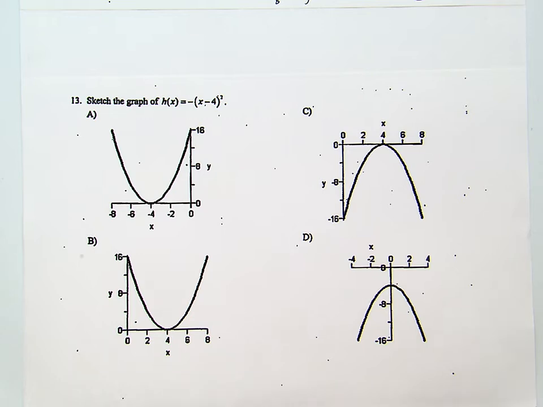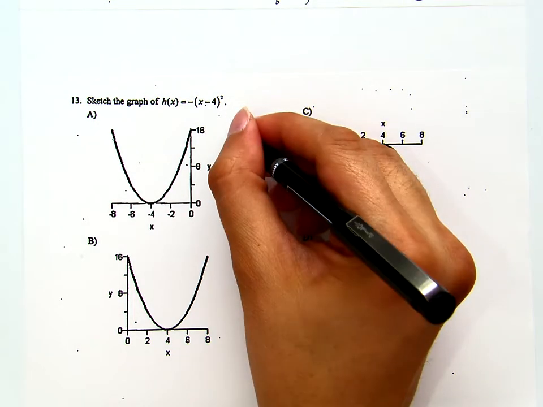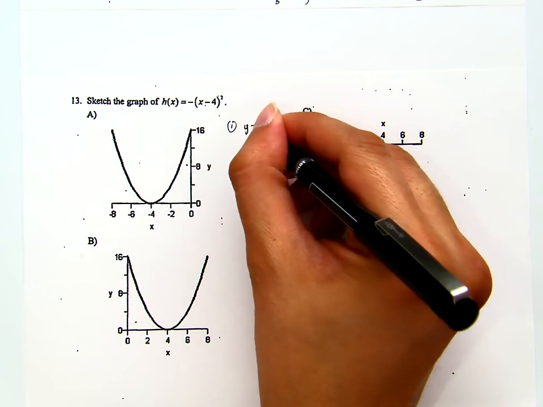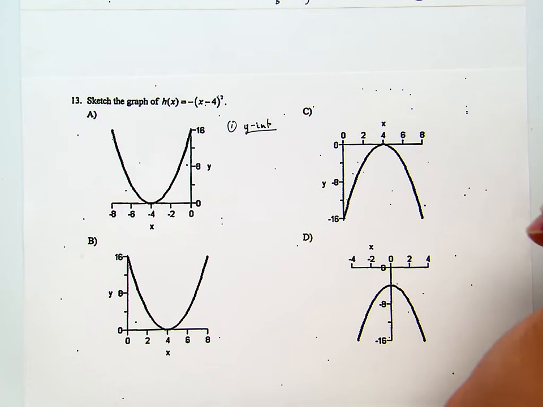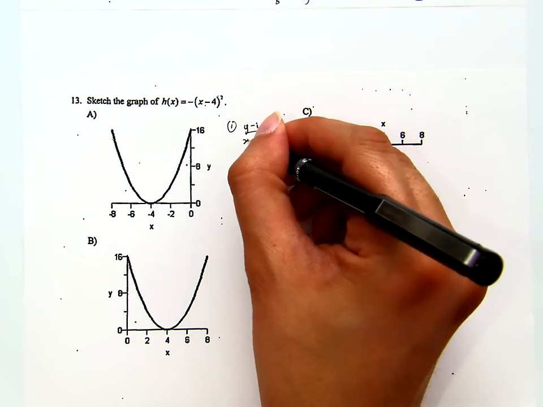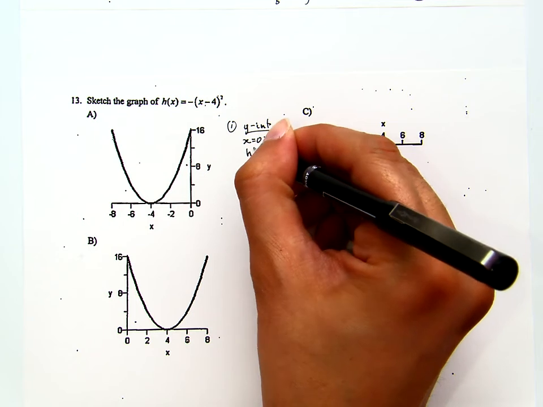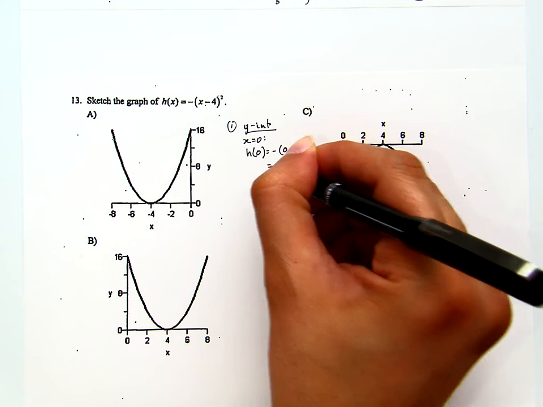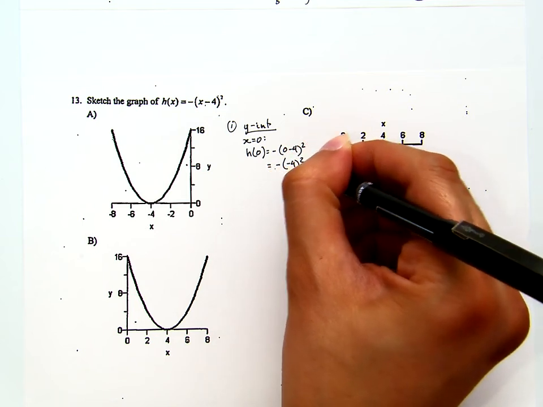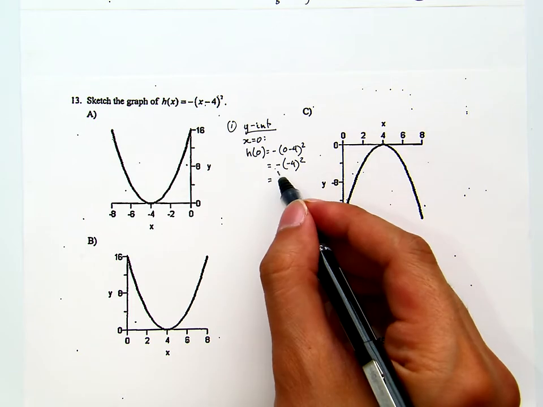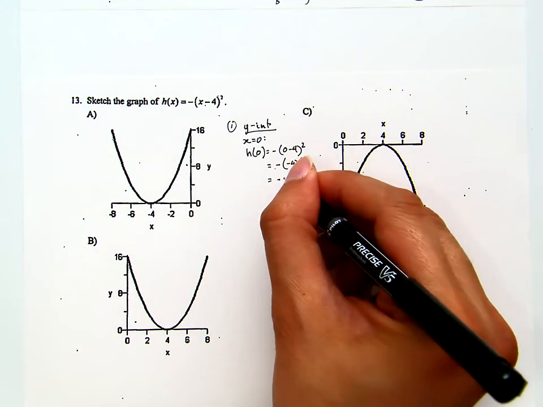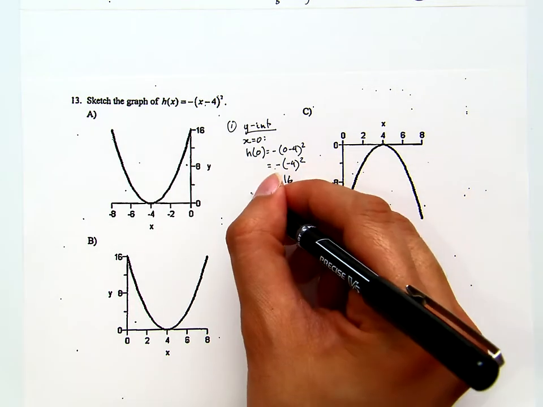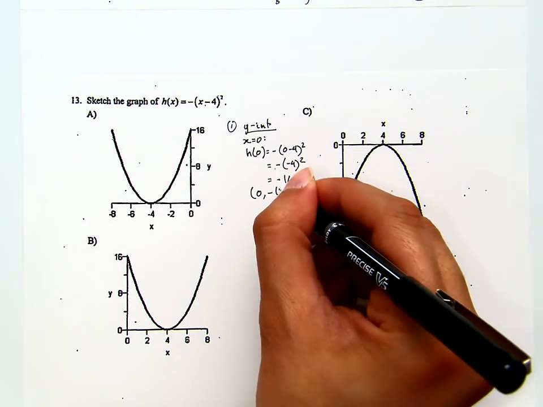Now, the standard procedure of graphing is to find the y-intercept and the x-intercept first. Let's do that. The first one, let's find the y-intercept, and the y-intercept will be obtained by setting x equals 0. h(0) equals negative of (0 minus 4) squared. That's negative of negative 4 squared. You have multiplication, you have exponent comes first, so negative 16. And therefore the y-intercept is (0, negative 16).